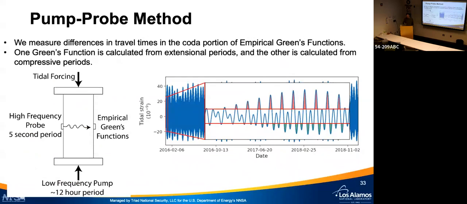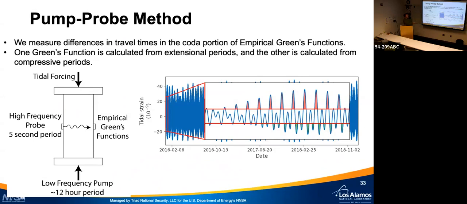So in the Earth, we can use this pump probe, but in this case we're going to use the differential Green's functions again, and we're going to use the solid Earth tide. So the tidal forcing would be this part of it. It's a slow, low frequency pump. And then we're measuring the travel time, or in this case, differential travel times with empirical Green's functions. And so we can divide time up into periods when the Earth is in extension, which is up here, and compression here. So this is the tidal strain over time.